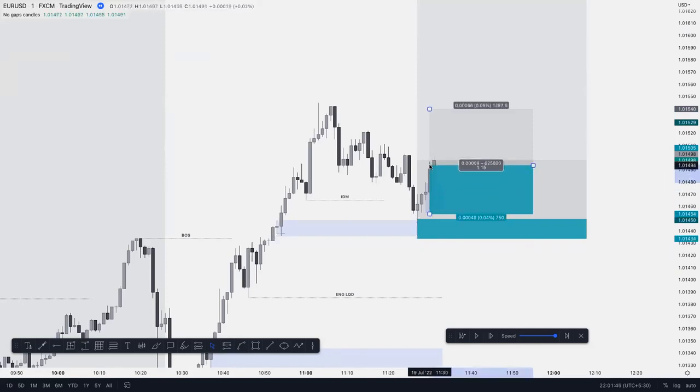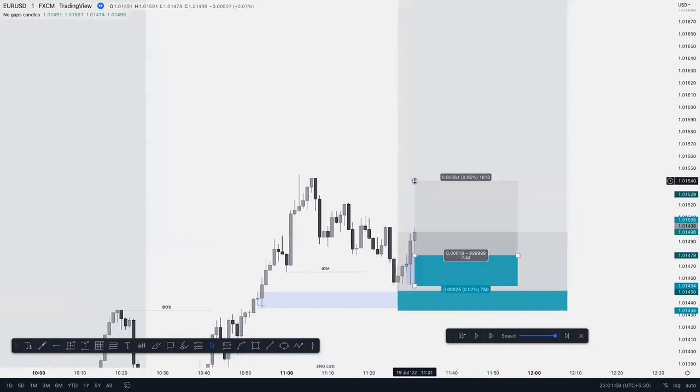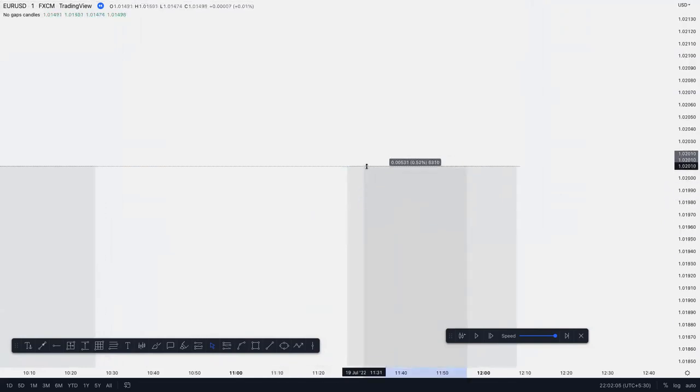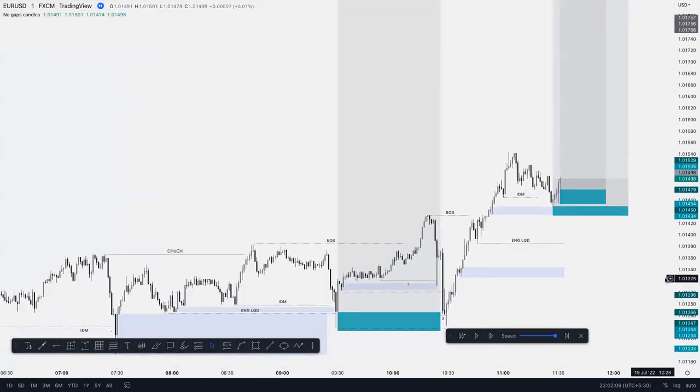Because if you are marking this entire candle, which is not good, the stop loss is very large. And this is our high probability zone for the buy. Same thing here, and our target is the same, the M15 measure high. Correct. Now let's see what happened next.